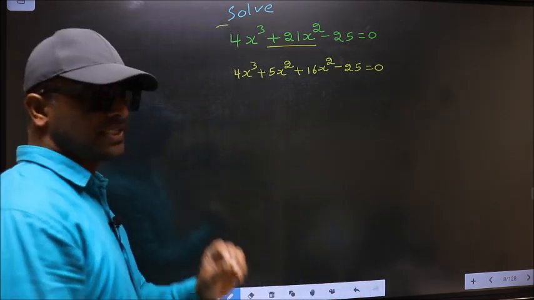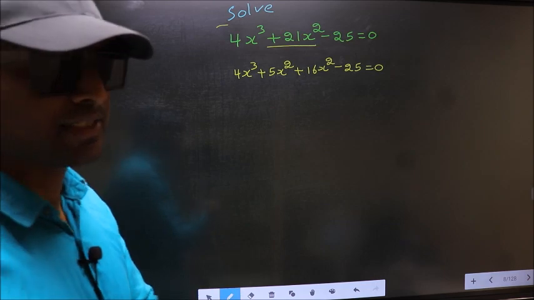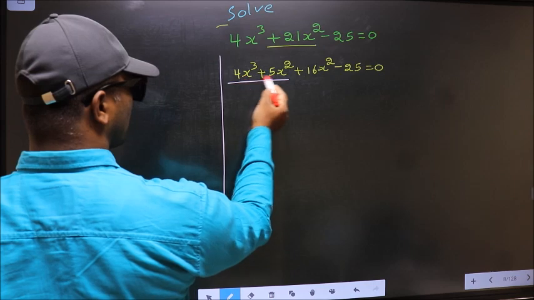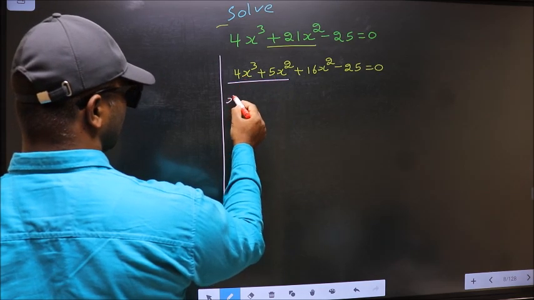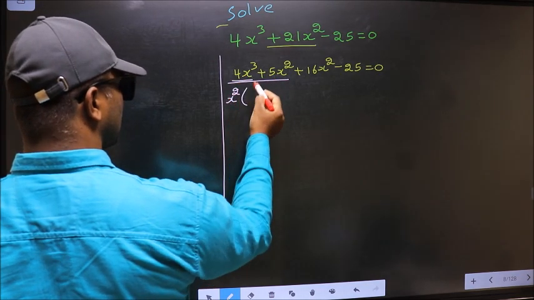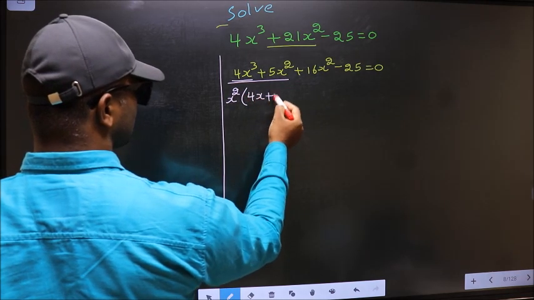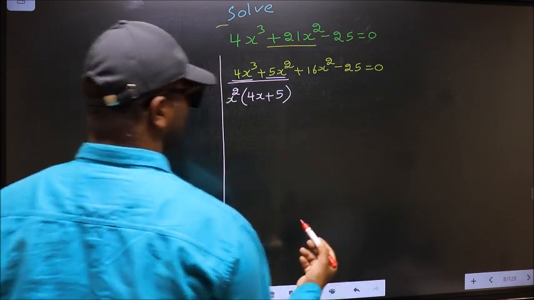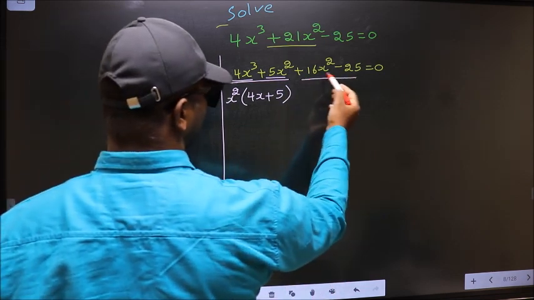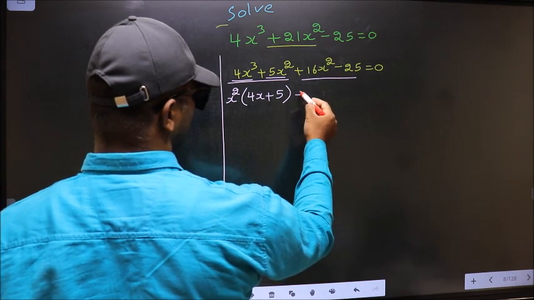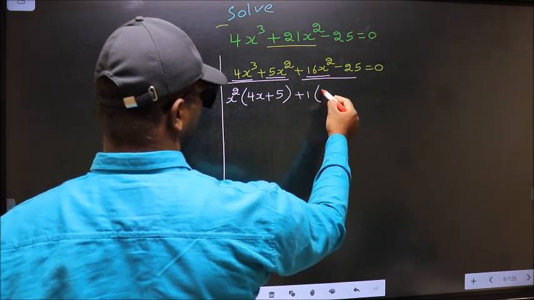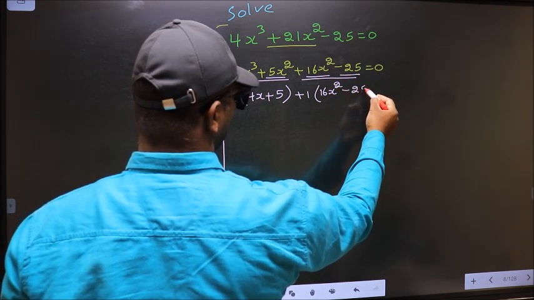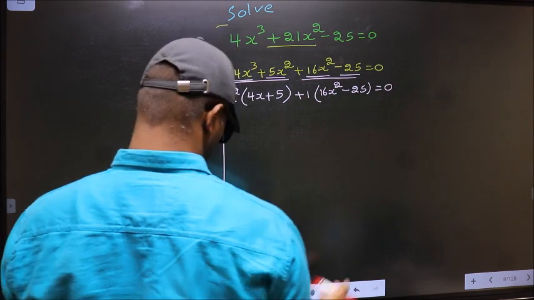This is your step 1. Next, from these two terms, what can be taken out common is x². So here you get x²(4x + 5). In the same way, what can be taken out common from the other two terms is +1. So here you get 16x² and here you get -25 = 0.